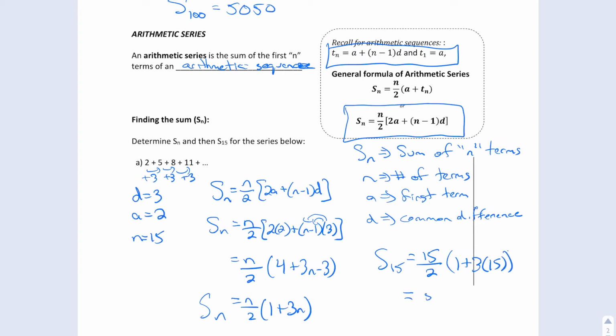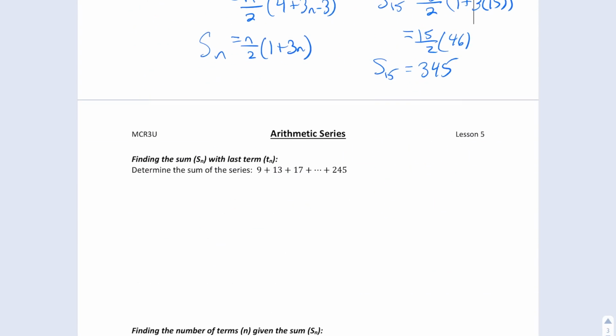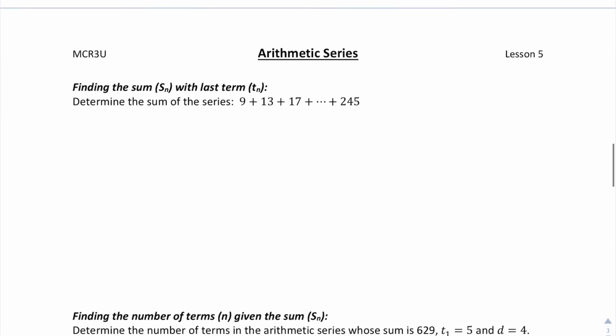If I wanted to find the sum of the first 15, I just sub in 15 wherever I see n. That's 15 over 2, times 46, which comes out to 345. So the sum of the first 15 terms is 345. Pretty straightforward to use the formula.